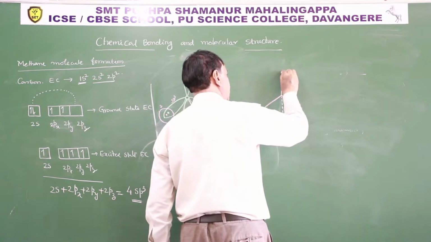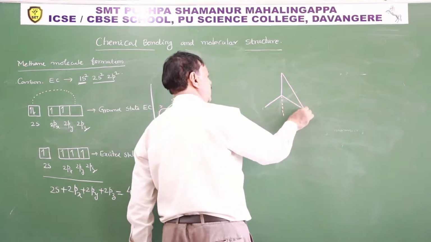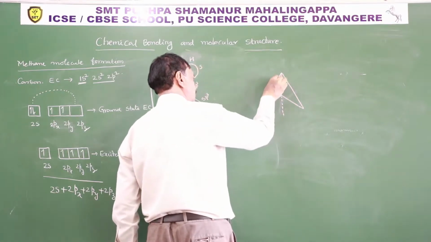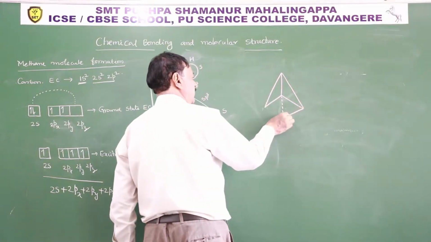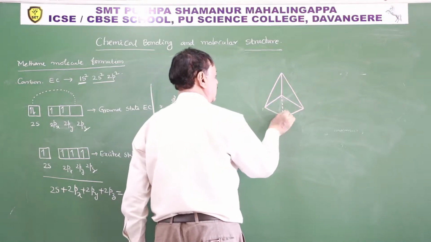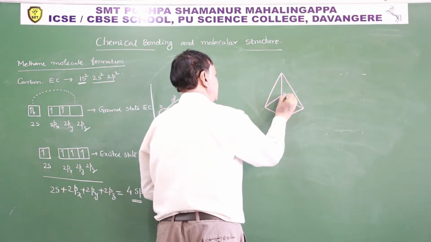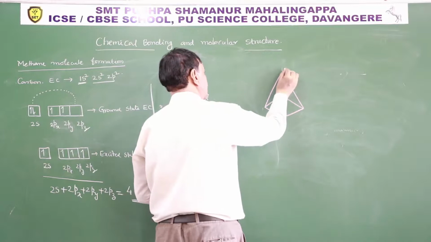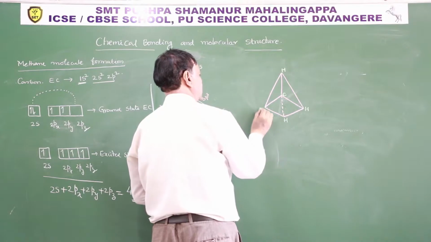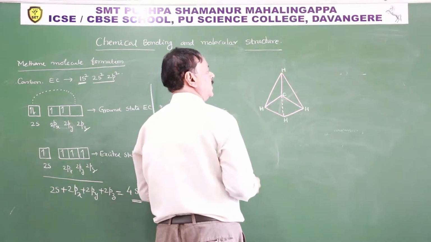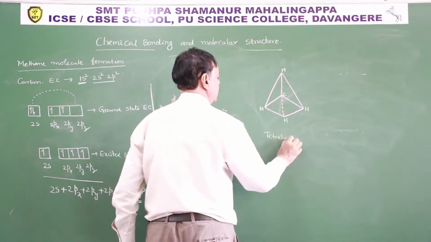Now this is hydrogen, and this is hydrogen. You join all of this, and this is hydrogen, and this is hydrogen. You join all this, and you join this part, and you join this part. Now assume this carbon is there in the middle, and these are hydrogen atoms at the corners of the tetrahedral shape. This is hydrogen, and this is hydrogen. Now this is called the tetrahedral shape.